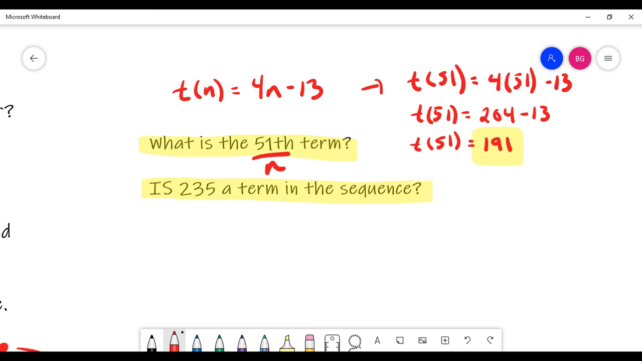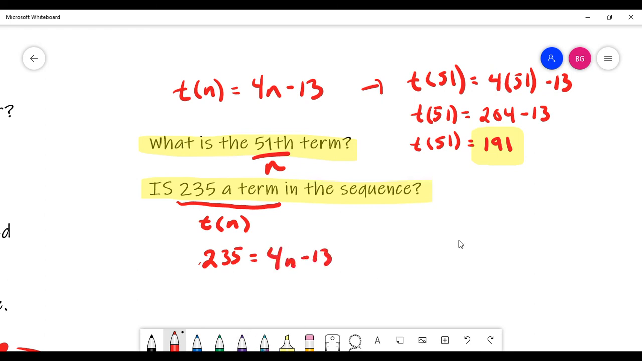Okay, since it's asking, is 235 a term, that means 235 is going to be t of n. So it's going to replace t of n now instead of just n. We know what the term is, and we're trying to figure out if it actually happens. If we were to continue counting in our sequence, would we ever get to 235? So I'm going to put 235 in for my t of n. I'm going to have 235 on the left-hand side equals 4n minus 13.